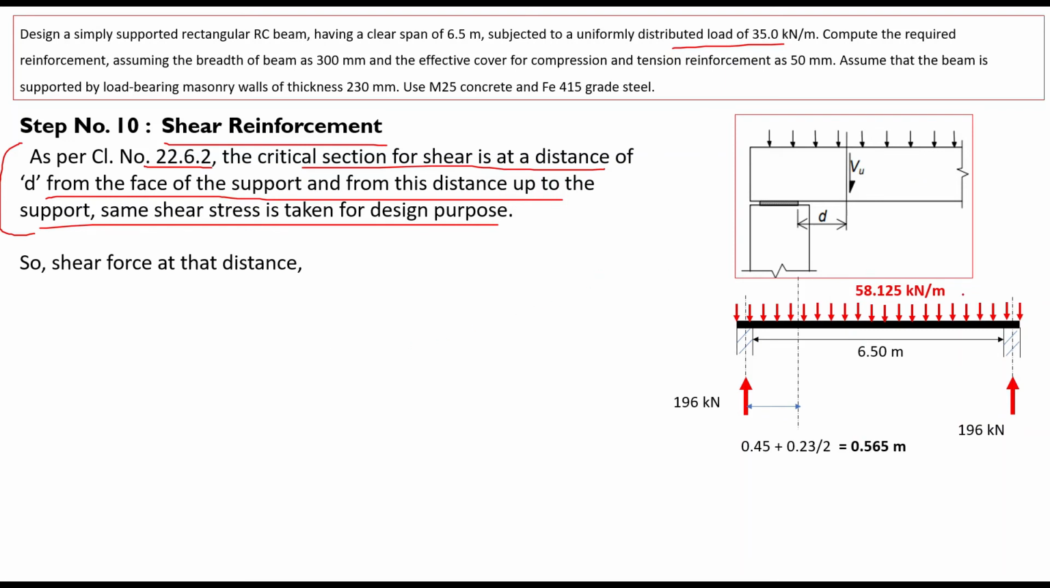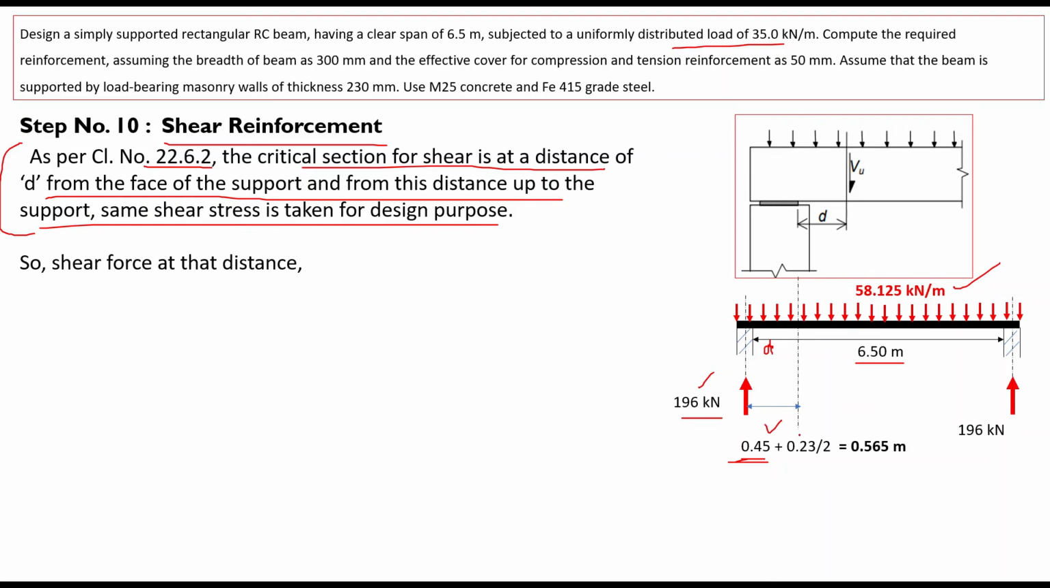So here the loading is 58.125 kilonewton per meter. This was the clear span length 6.5, and the shear force which we have calculated, that means the reaction at the middle of the support, is 196 kilonewton. This will be the critical section, which is at a distance equal to the effective depth of the section from the face of the support.